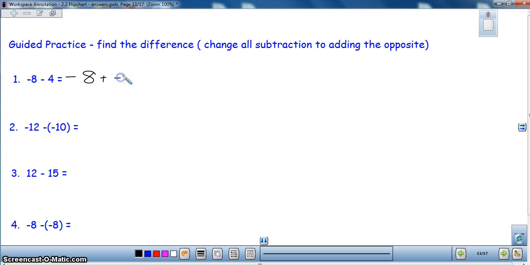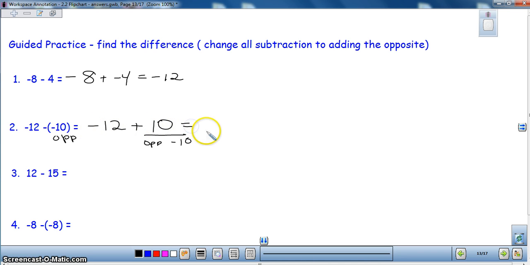Negative 8 plus negative 4. Signs are the same. We should be adding. Negative 12. Keep the same sign. Next problem. Negative 12. Someone said, why do they put the parenthesis around it? Well, a lot of times, especially to separate minus and negative. Plus, what is the opposite? That's what has to go next after our addition. The opposite of negative 10. Well, the opposite of negative 10 is positive 10. So we would put that as negative 12 plus 10.